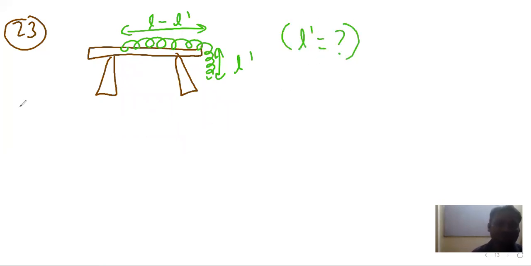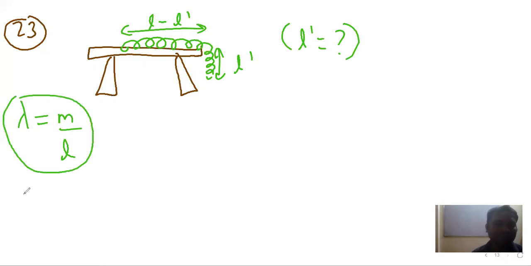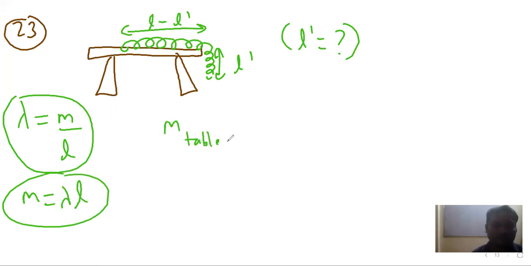So let us use the concept of linear mass density, lambda, which is M by L. So from this, we can say lambda is M by L. So M is lambda L. So the mass of the chain on the table is nothing but lambda into L minus L dash.